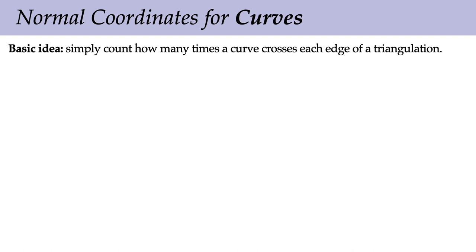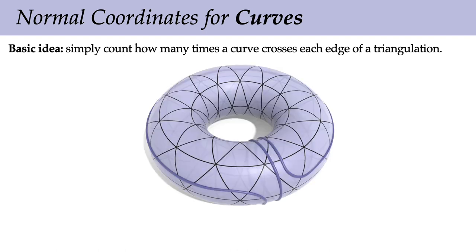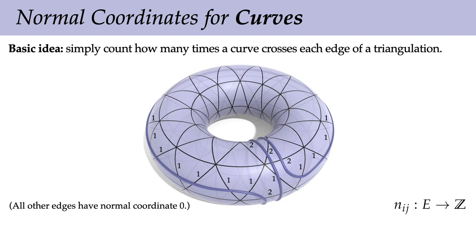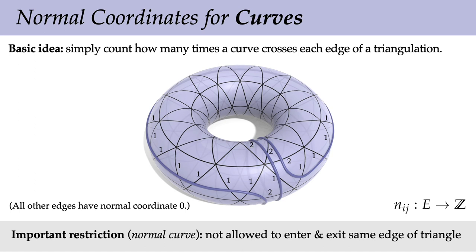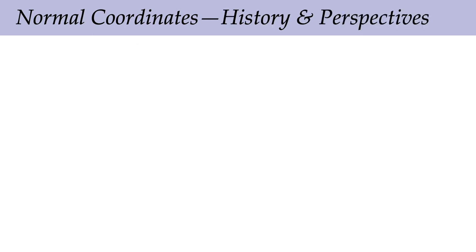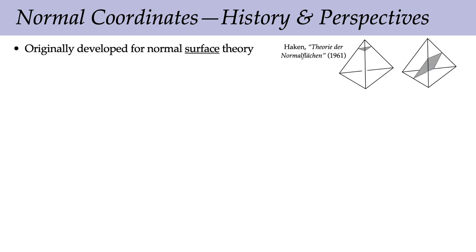The basic starting point is something called normal coordinates for curves. The basic idea is to say, okay, if I just have a single curve crossing my triangulation, then I'm going to count how many times each edge gets crossed by that curve. So 1, 2, and so forth. And on every edge that I haven't marked, the number would be 0. So we have an assignment from each edge to some integer. And we have a very important restriction, which is that this curve is not going to be allowed to enter and exit the same edge of the triangle. It's a normal curve.